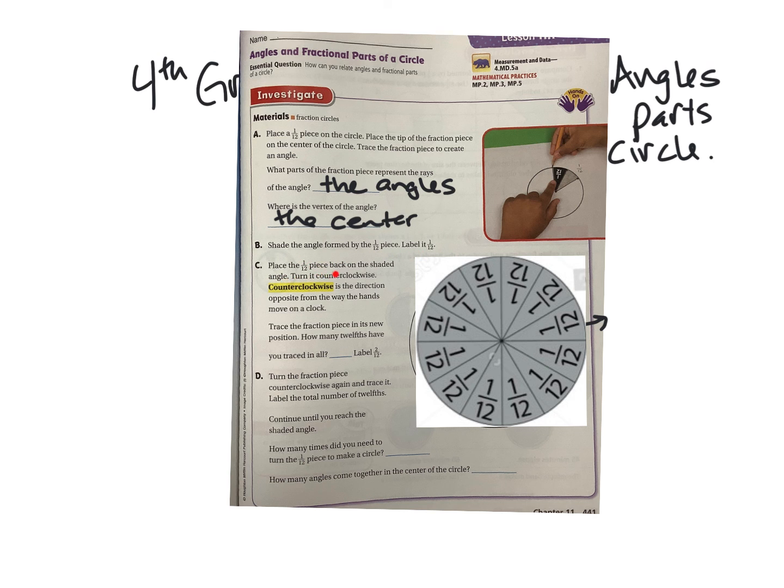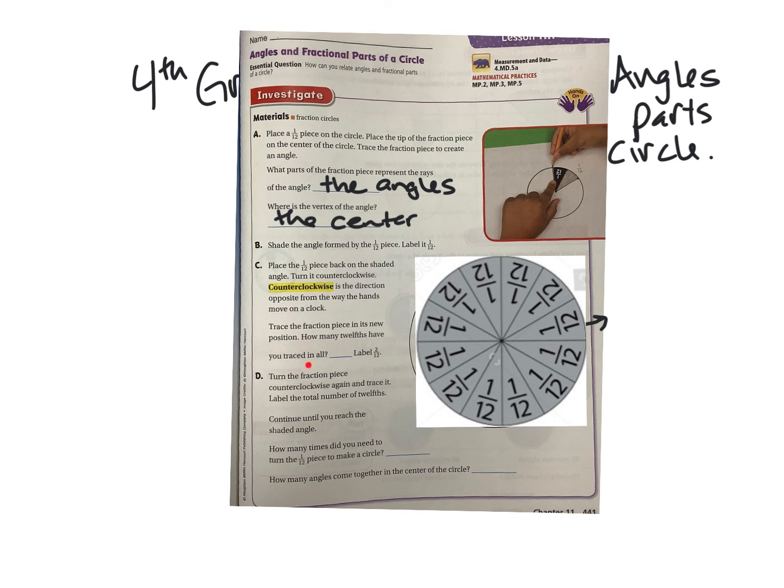Place the 1/12 piece back on the shaded angle, turn it counterclockwise. Counterclockwise means the opposite direction that a clock goes. We know that a clock goes tick tock, tick tock in that direction. Opposite of that, counterclockwise, goes this way. Anyway, trace the fraction piece in its new position.